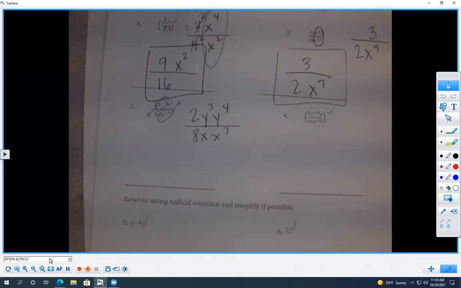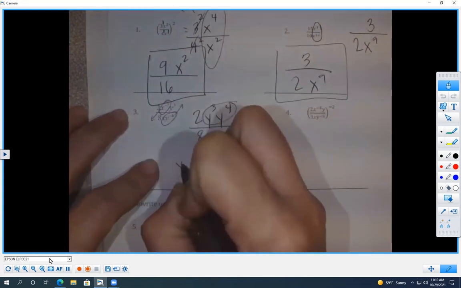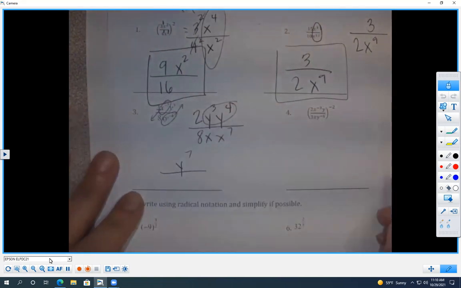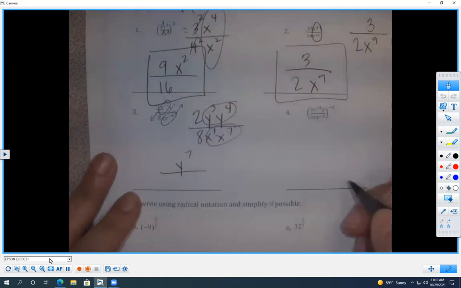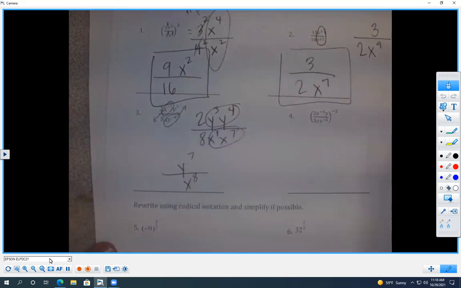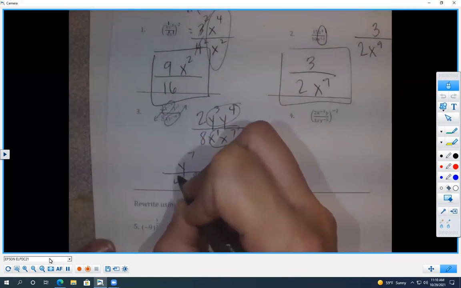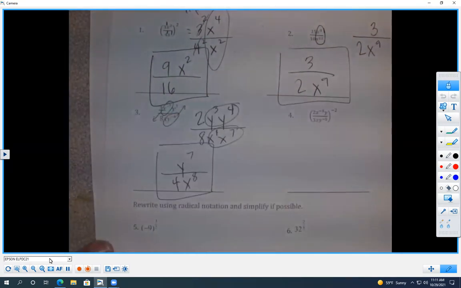And then from there, put your x's and your y's together. So y to the third, y to the 4th would be y to the 7th on top. x and x to the 7th, this is like x to the 1 and x to the 7th, would be x to the 8th on bottom. And then the 2 and the 8 reduce to what? 1/4. So you can put a 1 on top. You don't have to put a 1 on top, but the 4 has to go on bottom. And that's your answer.